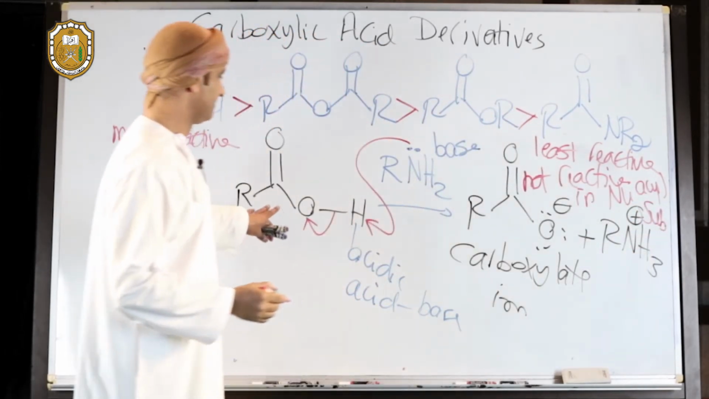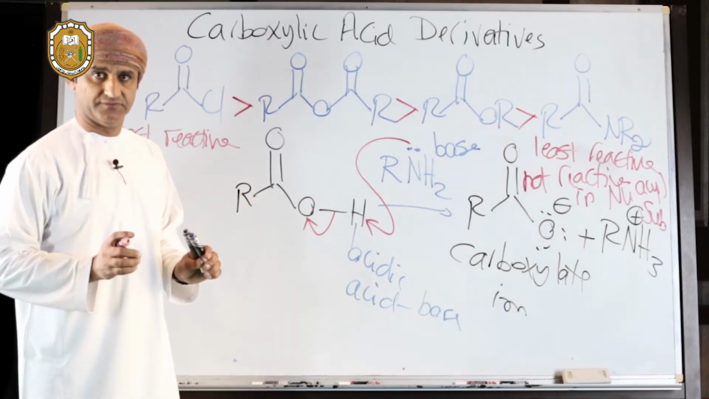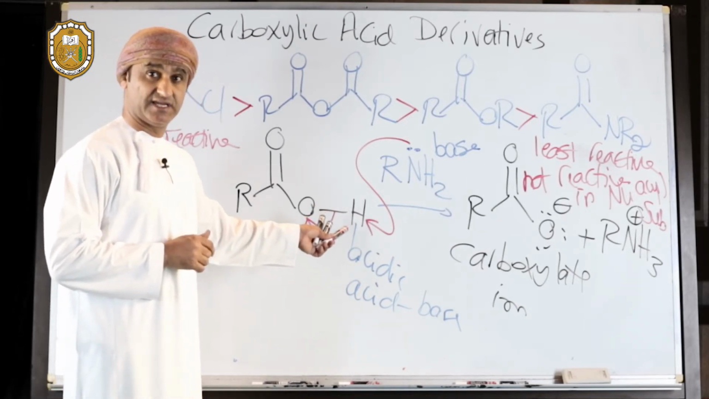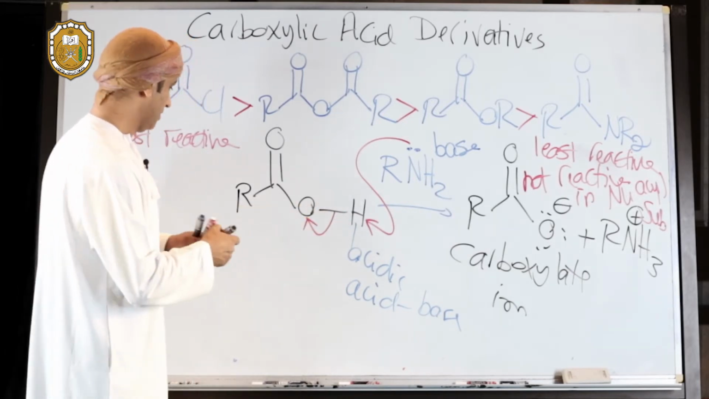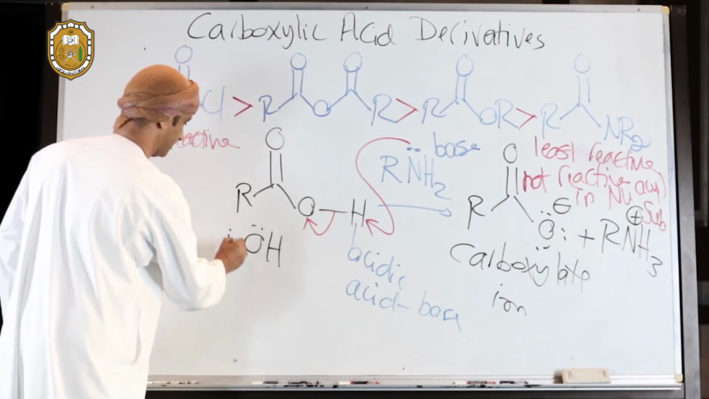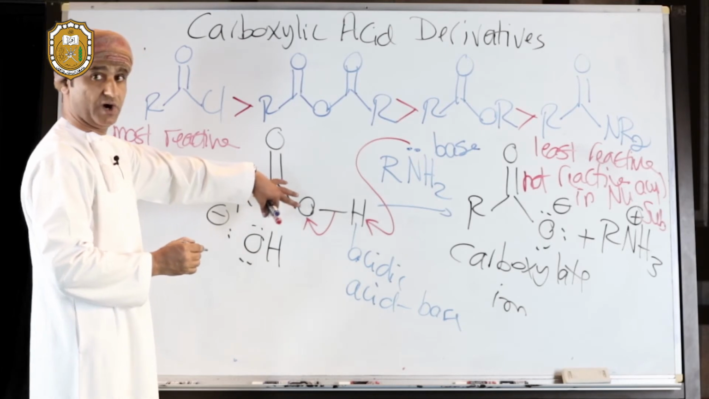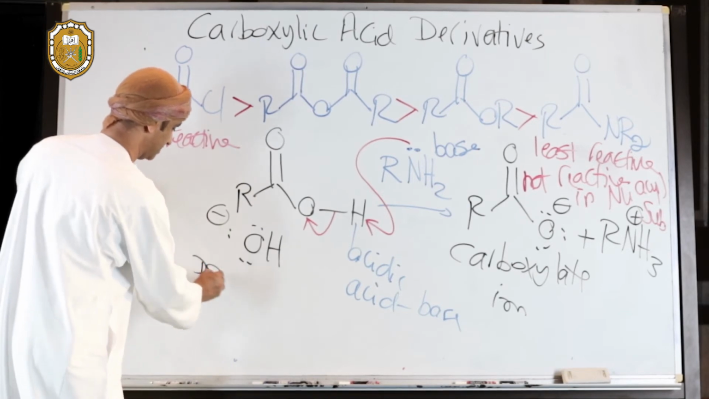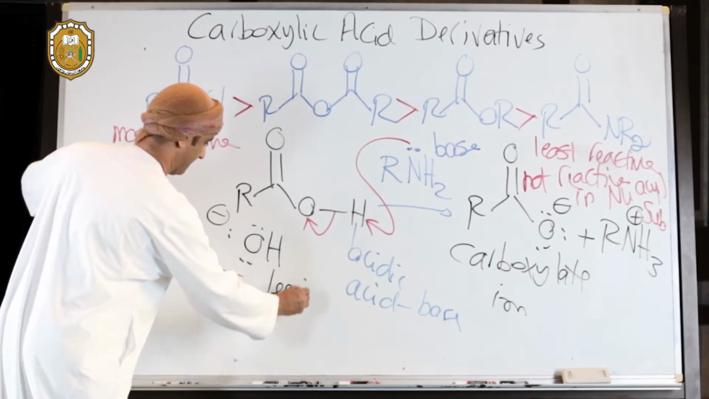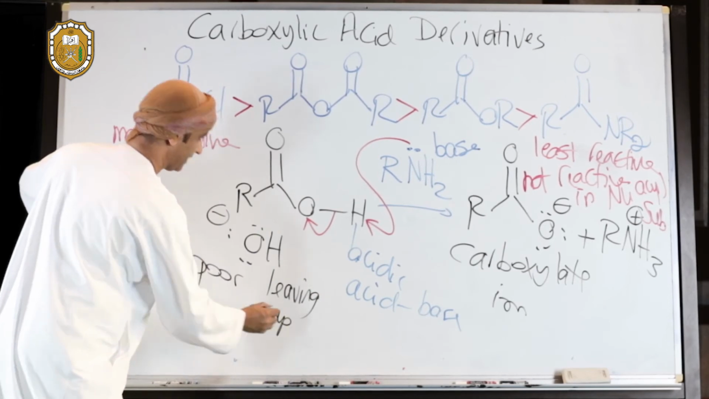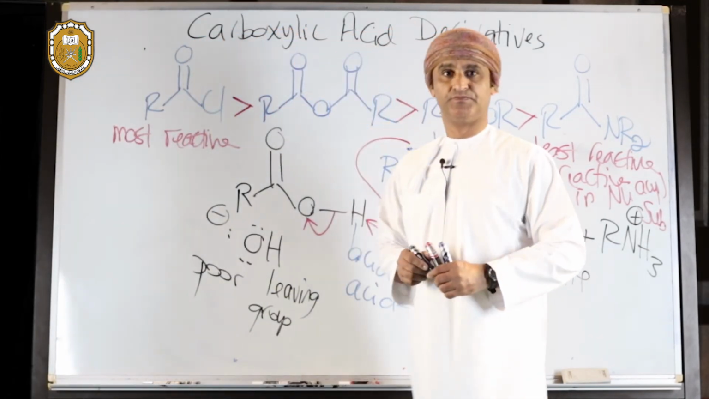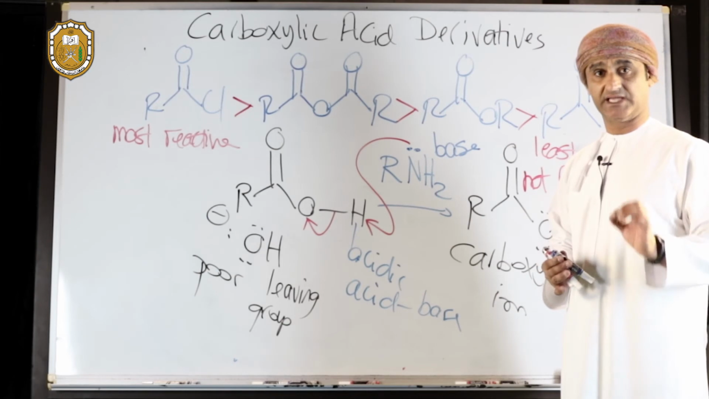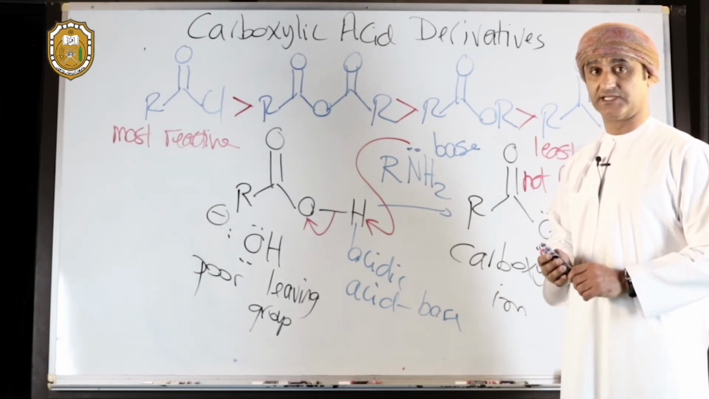So carboxylic acids, therefore, are not reactive in nucleophilic acyl substitution reactions. That's because they are acidic at this hydrogen. Also, OH minus in general is a poor leaving group for them. For them to lose this OH, they must lose it in the form of the hydroxide ion, which is a poor leaving group. And when carboxylic acids are attempted to react with amines in order to give amides, for example, an acid-base reaction would rather take place than a nucleophilic acyl substitution reaction.